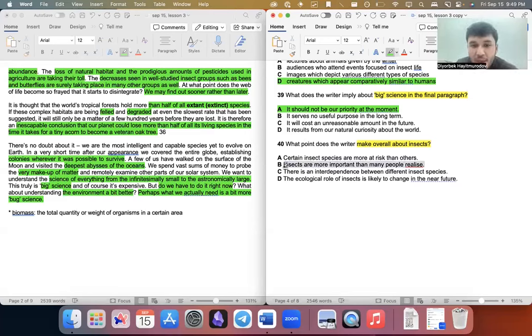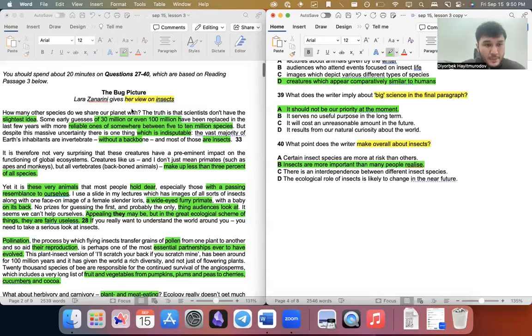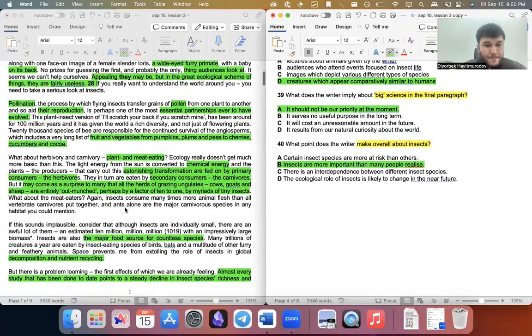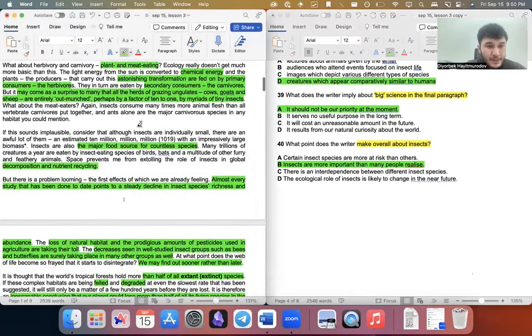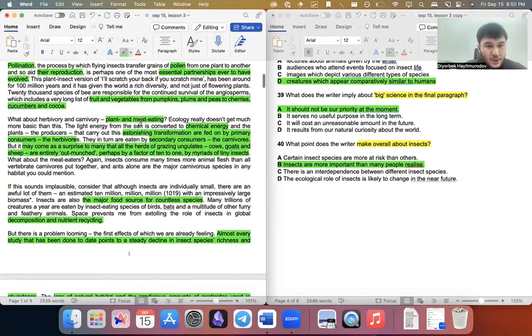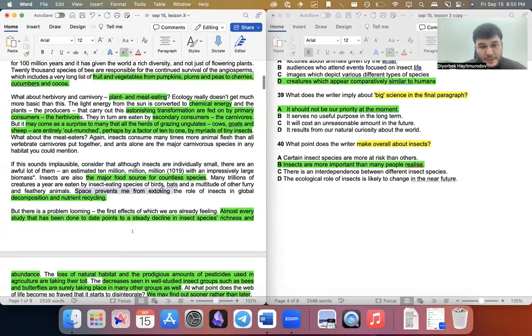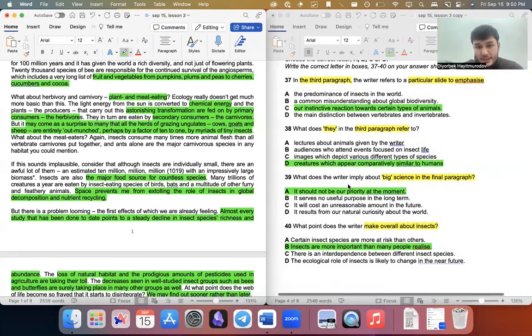The answer is B. Insects are more important than many people realize, right? Indeed, we might underestimate their importance, but the text is saying they are actually important. If you remember this line, for example, where did it say? Well, space, do you remember that part? Space prevents me from extolling the role of insects. Extol means praising. I want to keep praising them. They are so good, but I don't have enough space for that. So that's what it's saying. C, D, A, B, making perfect sense balance wise as well.